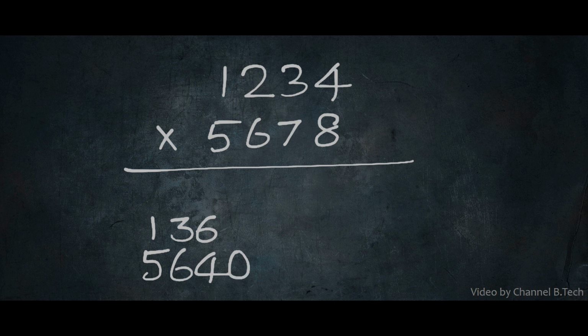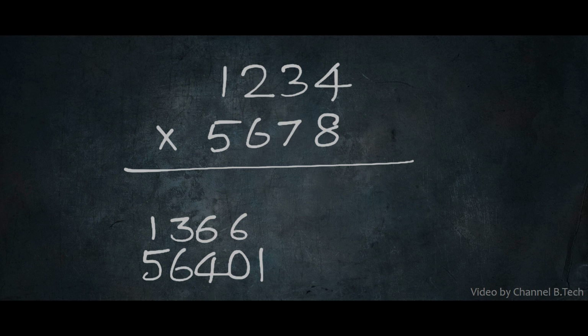Now I have to consider having two zeros now. So 2 into 8 will give 2 zeros. 3 into 7 will give 2 zeros. 4 into 6 will give 2 zeros. So I have to consider these as the next set. 2 into 8 is 16. 3 into 7 is 21. 16 plus 21 is 37. 37 plus 4 into 6 is 24. 37 plus 24 is 61. So I have to write 61 like this.